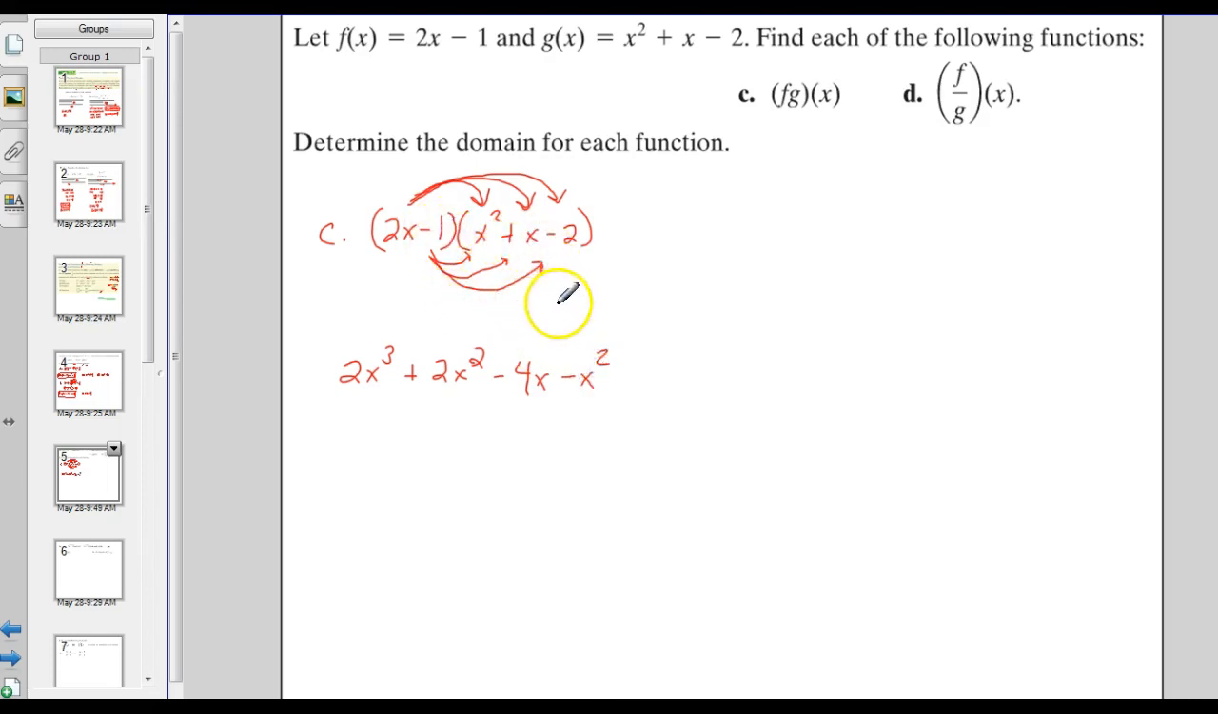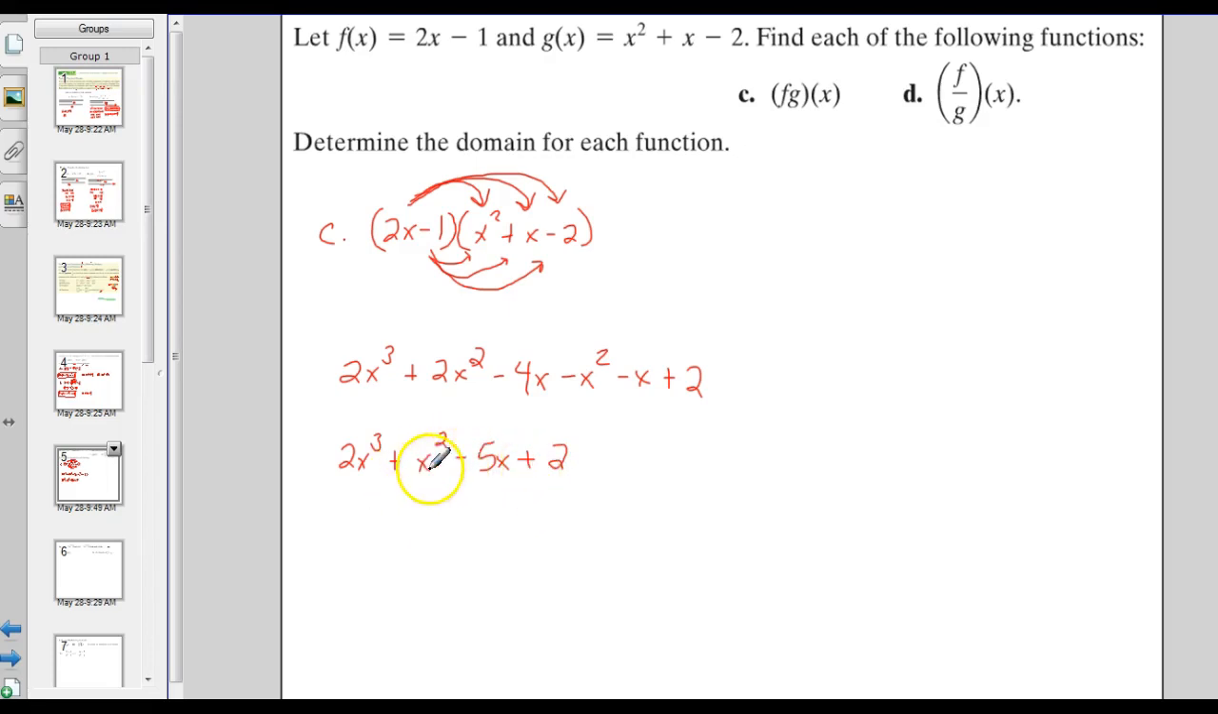Negative x times positive x is negative x. Negative 1 times negative 2 is positive 2. Alright, and then combine your like terms. 2x cubed doesn't have anything like it. 2x squared and minus x squared are like, so that gives me a 1x squared. Minus 4x and another minus x are like, so that's a minus 5x. And then there's nothing like the 2, so I just leave it.